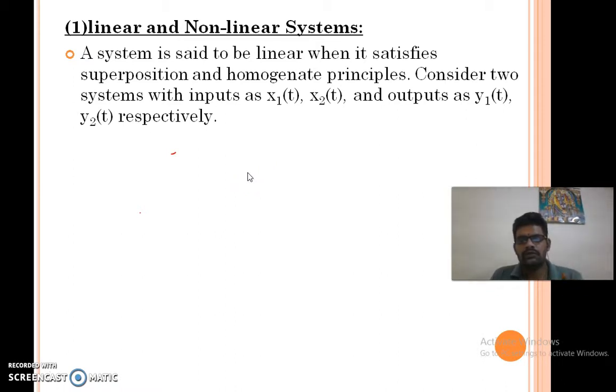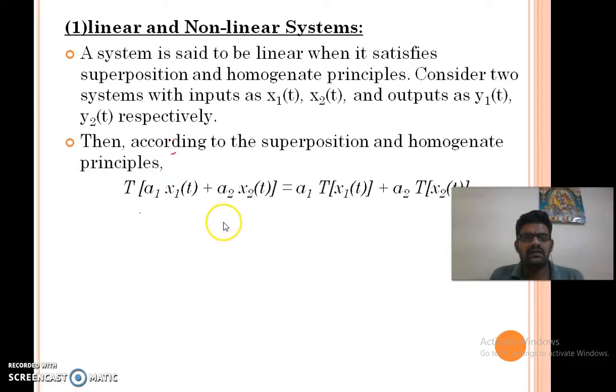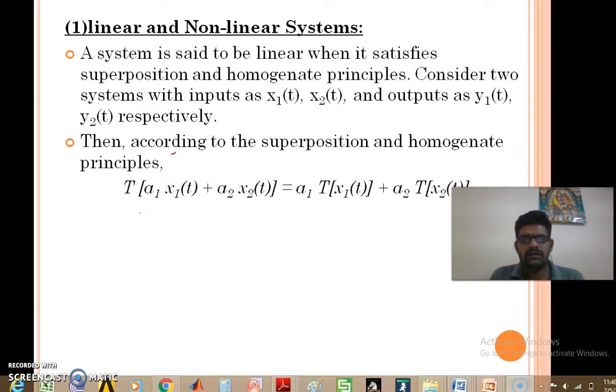For example, for a system, due to x1, y1 is the output, and due to x2, y2 is the output. If you give combined inputs, that is x1 plus x2, to the same system, it has to produce an output of the form y1 plus y2. That is, the sum of the inputs should produce the sum of the individual outputs. That is called superposition. Any system that satisfies both superposition and homogeneity comes under linear systems.